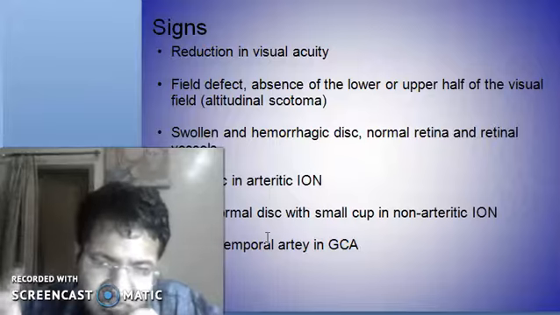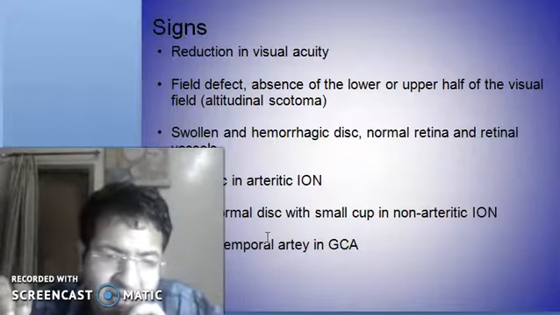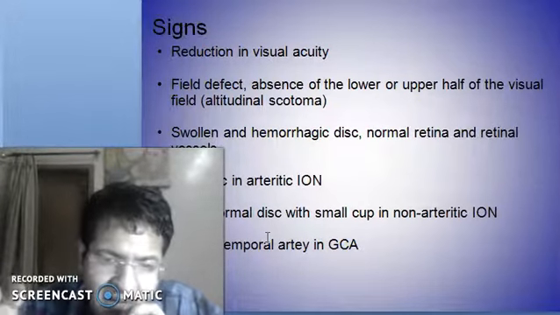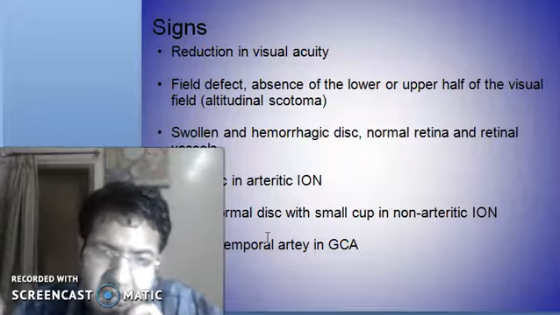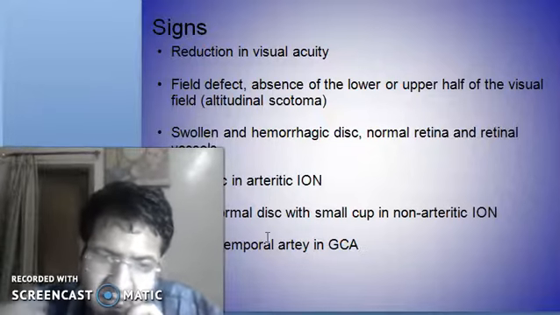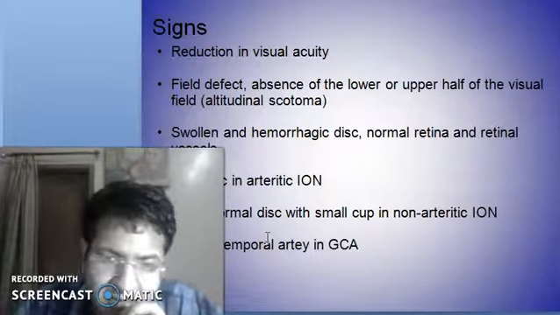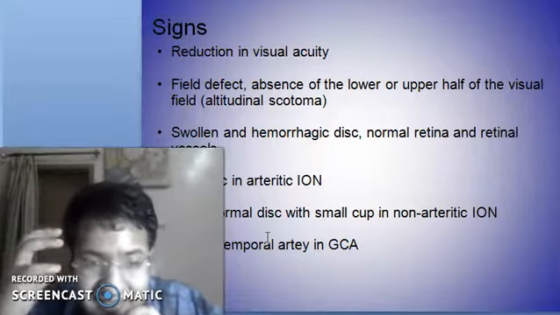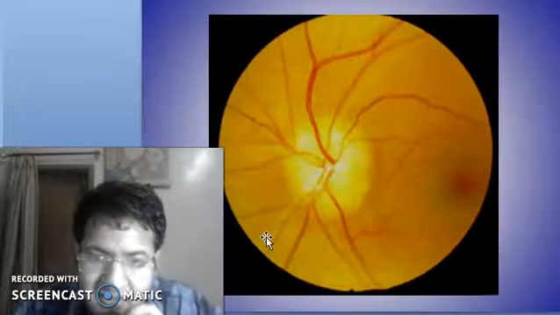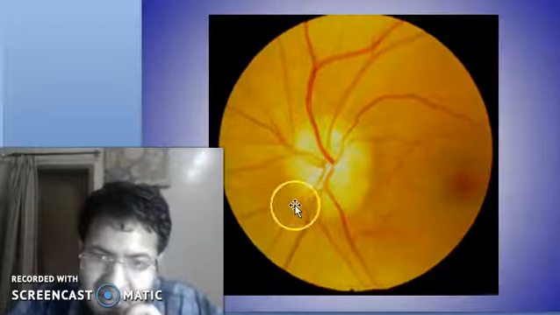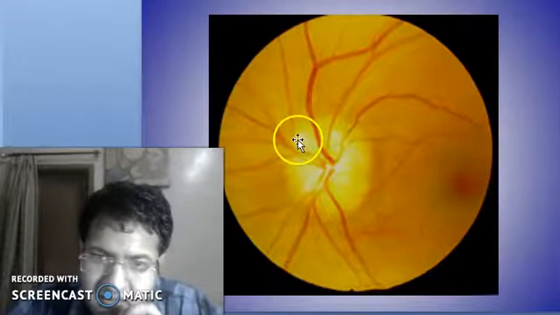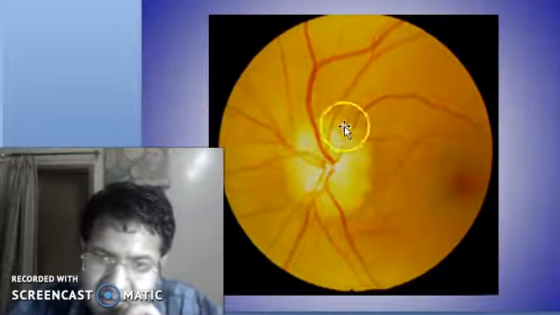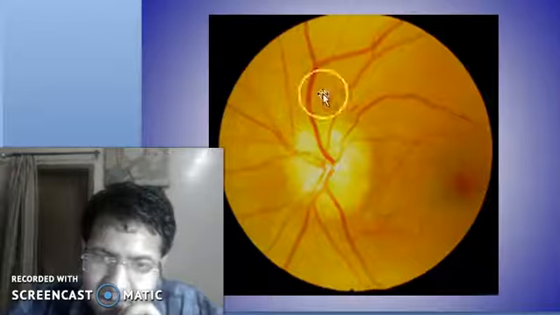The CD ratio is small, especially in the non-arthritic ION because of the crowding phenomena, and hence because of the crowding phenomena, the patient is at more risk. And the temporal artery is tender because of the inflammation there in giant cell arteritis. This is the edema seen in the cases of NAION.